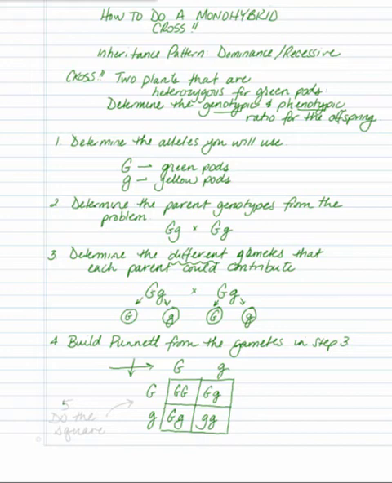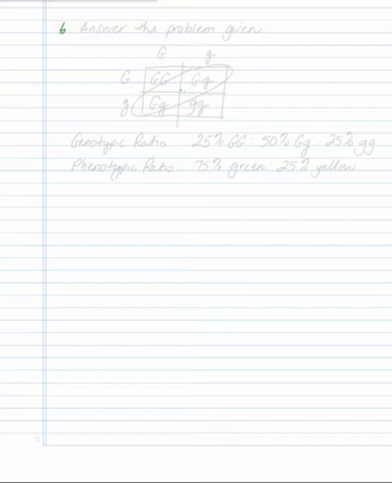This is step 5. Do the square. Once the square is complete, I'm going to look at the results and answer the problem. So step 6 would be to answer the problem given, and in this case it was to figure out the genotype and phenotype ratio of the offspring. So I'm going to just rewrite the Punnett square here now that I'm on a new page so we can see this all together.